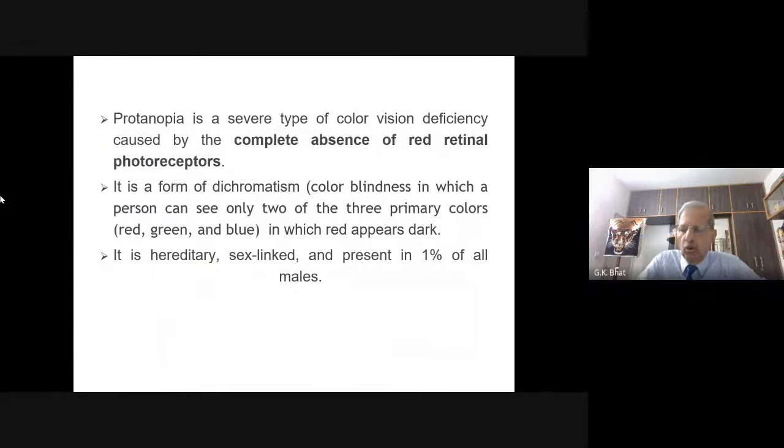So, you know the color blindness. What will come across is of two types. Protanopia. Please note down. Protanopia is a type of color vision deficiency where in these people there is complete absence of red retinal photoreceptor. Therefore, the people suffering from protanopia cannot make out the red color clearly.